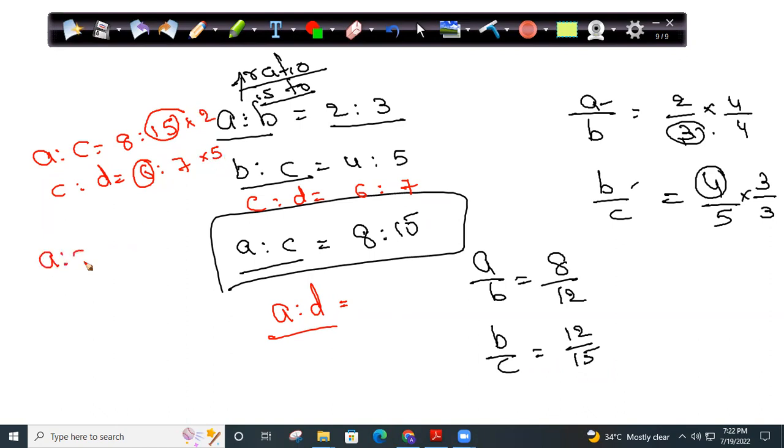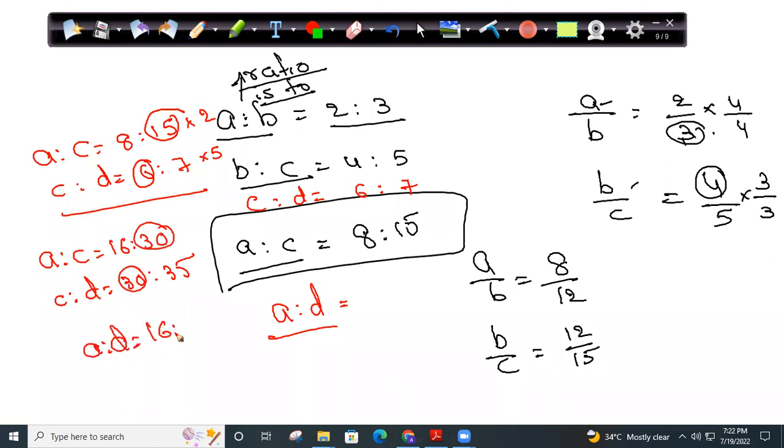When I multiply with 2, it becomes 16 is to 30. When I multiply with 5, it becomes 30 is to 35. So now both C's are common. So I can happily write A is to D as 16 is to 35. Correct, right? Just make them common. Make the bases common so that you'll be able to compare. That's it. So ratio is also like division, but you should know the simple basics to solve ratio problems. That is the reason I went here.